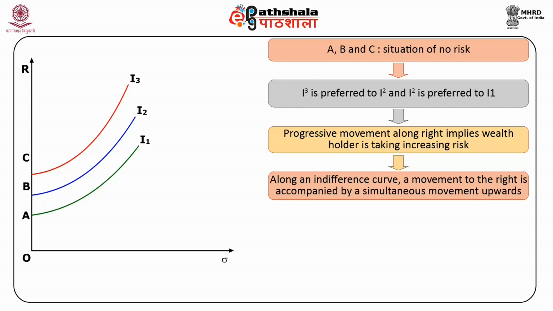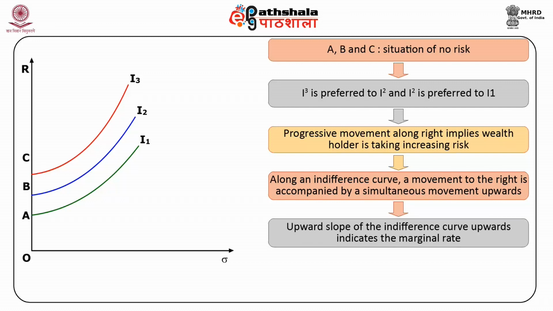Along an indifference curve, a movement to the right is accompanied by a simultaneous movement upwards, so that a movement to a more preferred position on account of a higher return simultaneously counterbalances the movement to a less preferred situation on account of increased risk. On any indifference curve, the increased risk is exactly compensated by a higher return. The upward slope of the indifference curve indicates the marginal rate at which the return must increase to compensate for the increased risk.